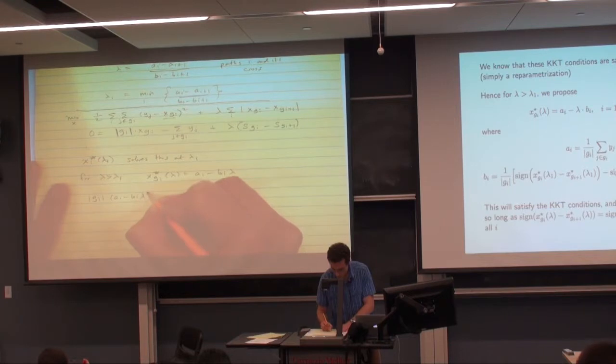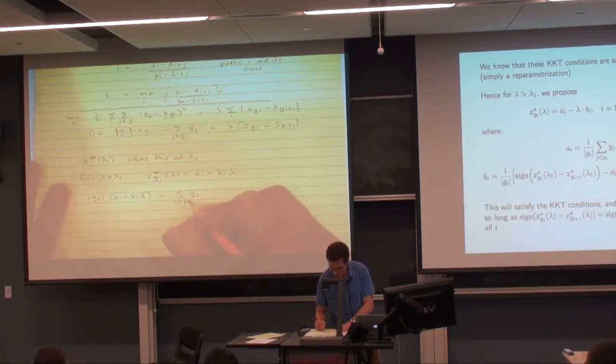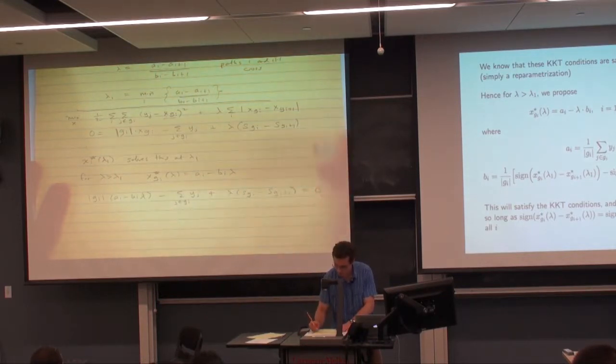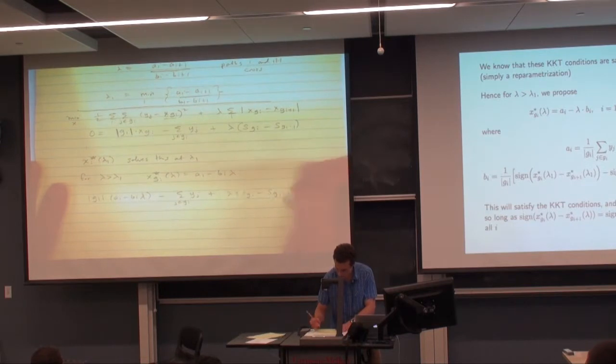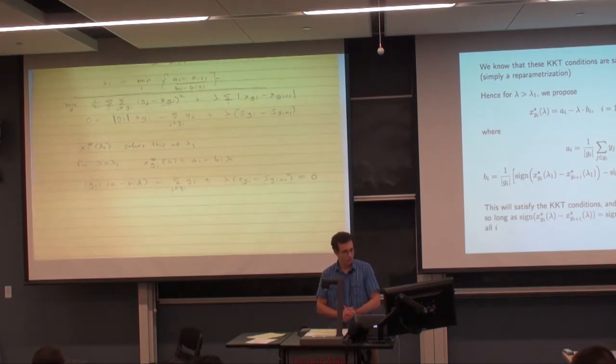That's all I'm doing. Okay, so I want to plug this into the KKT conditions, so I get GI times AI minus BI lambda, minus the sum of all the yj's, j in that group, plus lambda times the difference of subgradients. Actually, this should be an I minus 1. And now I'm just choosing AI and BI so that this is 0.